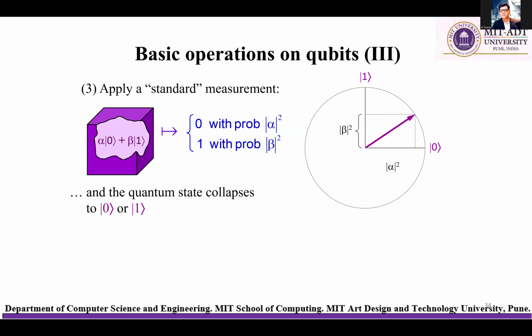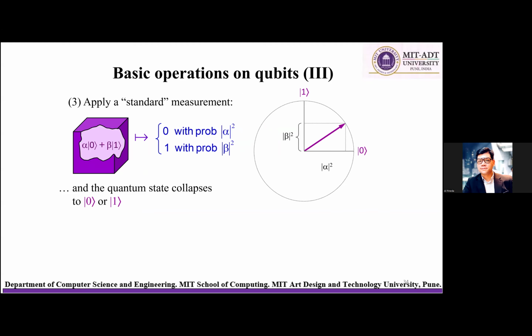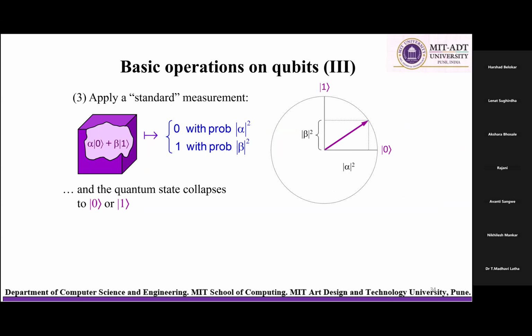Standard measurements. After preparing a quantum state, we can perform a measurement in the standard computational basis. The state collapses to either Ket 0 or Ket 1 based on the probabilities. This collapse of a quantum state upon measurement is one of the key features of quantum mechanics. The state of the qubit before measurement is a superposition, but after measurement, it becomes a definite state 0 or 1.